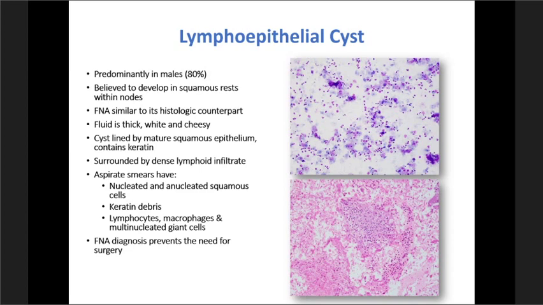But when a sample is obtained, predominantly you'll end up getting quite a bit of nucleated squamous cells with not much marked atypia, along with anucleate squames, macrophages, and then lymphocytes. And along with that, if there is inflammation, there might be some acute inflammation also noted. So main thing is, if the diagnosis is rendered, it obviates the need for any surgery. But if this lesion is large, then it might end up being surgically operated.